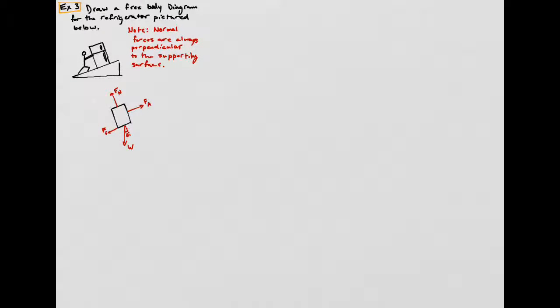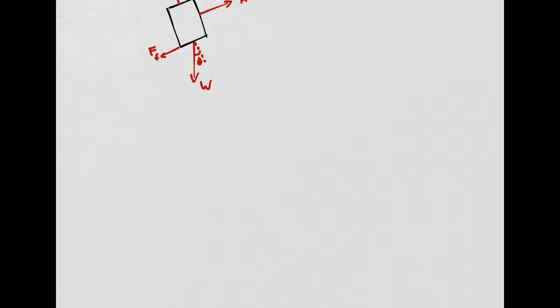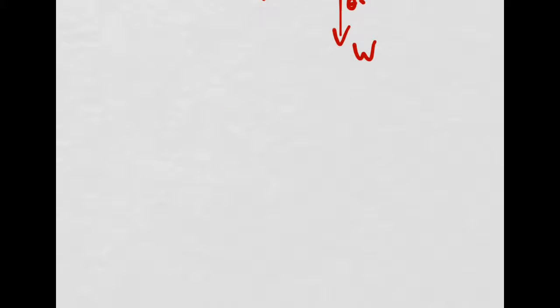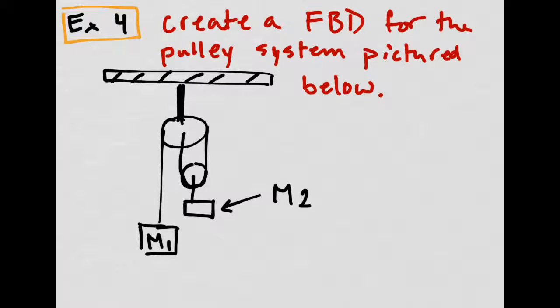So let's take a look at example 4, a system of pulleys. Here we've got a pulley system where there's the support. This is one pulley, a fixed pulley. This is a movable pulley. This is mass 1. No, sorry, mass 2, and then this is mass 1. It says create a free body diagram for the pulley system pictured below.